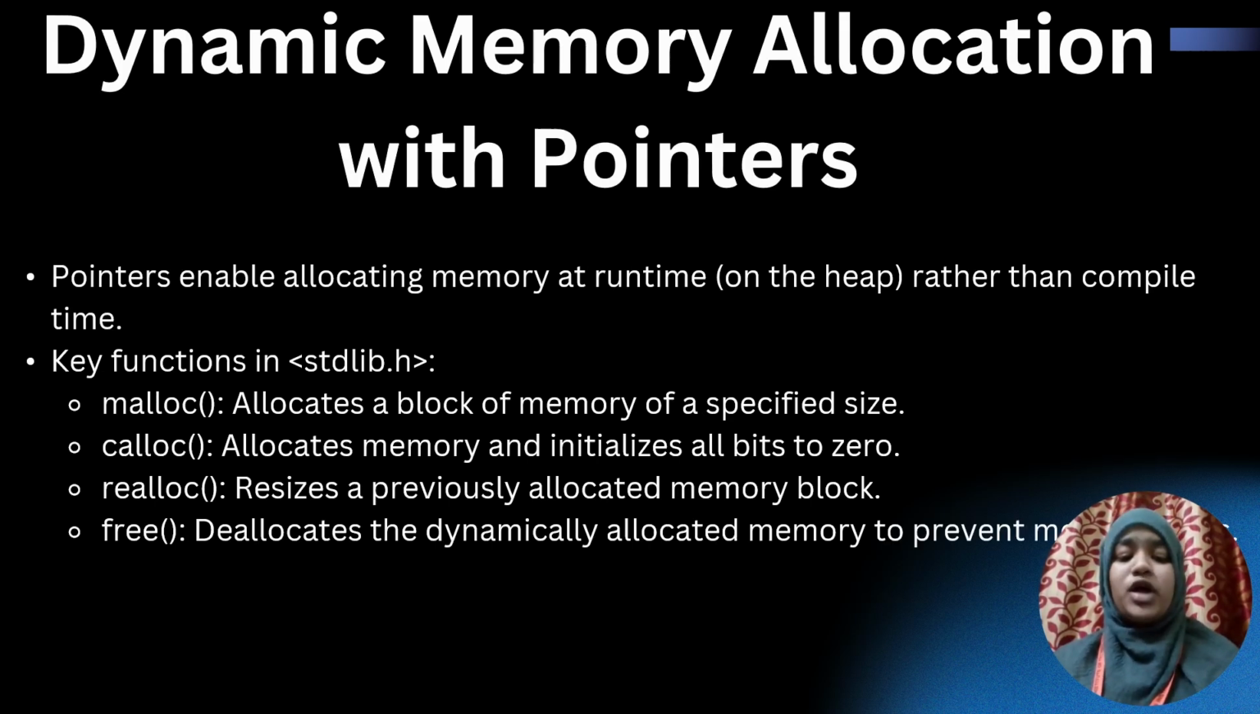Next is dynamic memory allocation with pointers. Pointers enable allocating memory at runtime on the heap rather than at compile time. Key functions in the standard library header file are malloc, which allocates a block of memory of a specified size; calloc, which allocates memory and initializes all bits to 0; realloc, which resizes a previously allocated memory block; and free, which deallocates the dynamically allocated memory to prevent memory leaks.